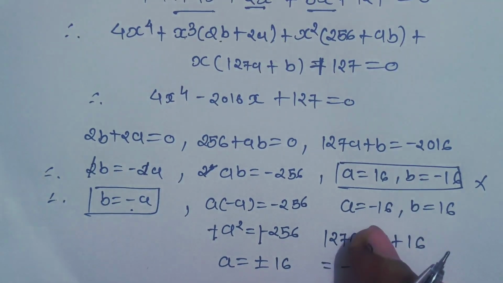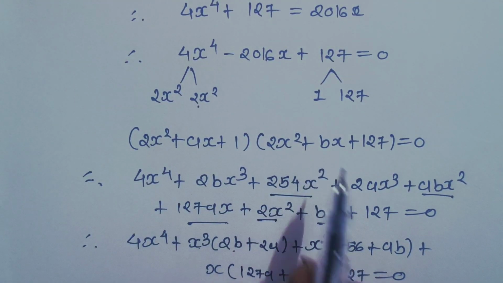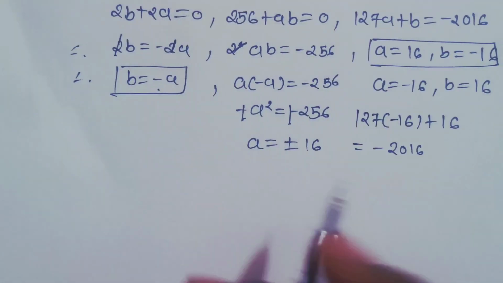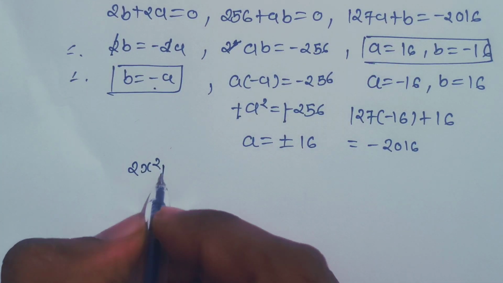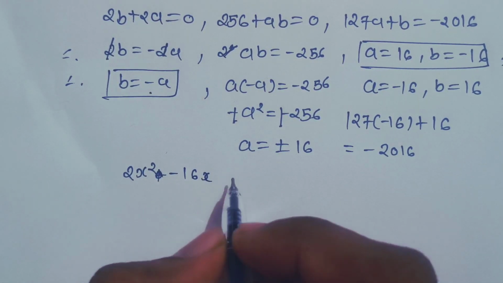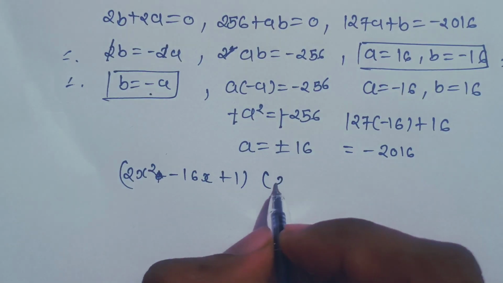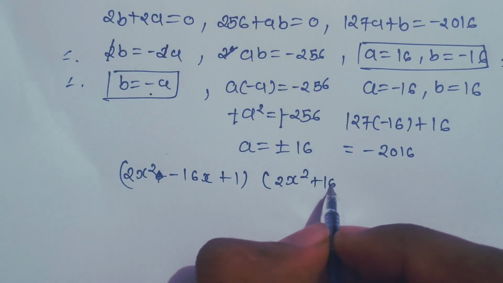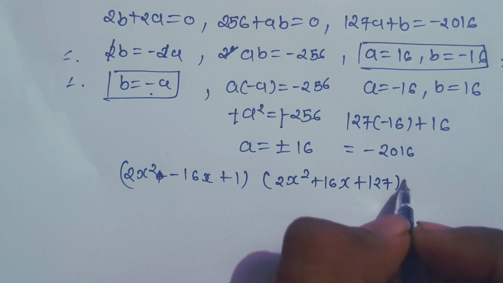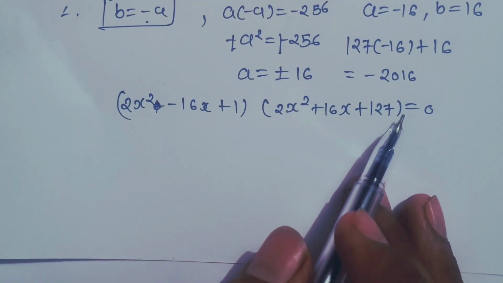Now put this value in this equation. This is our main target, find A and B. Now put in this equation. Therefore this is 2x square plus A, that is minus 16x, plus 1 into 2x square plus 16x plus 127 equal to 0. This fourth degree equation you can write in terms of quadratic equation factors.